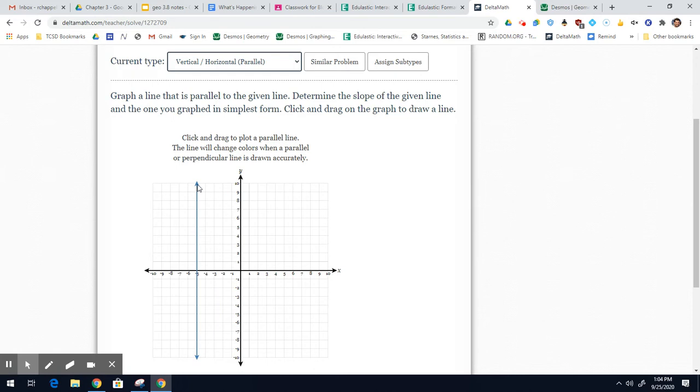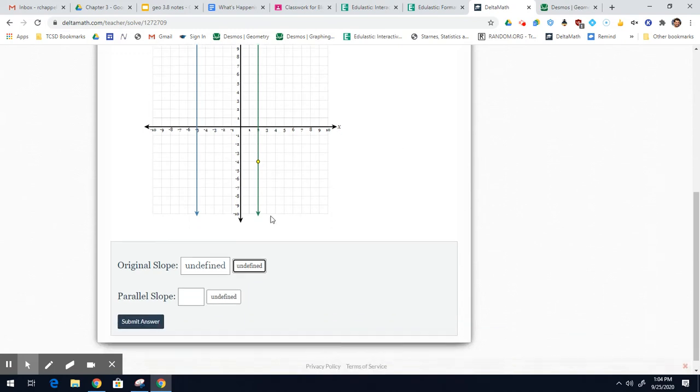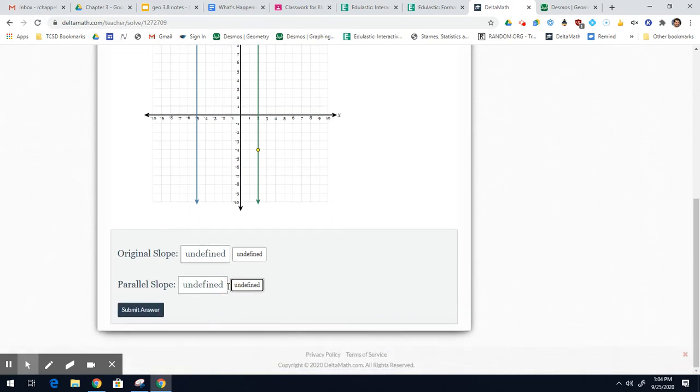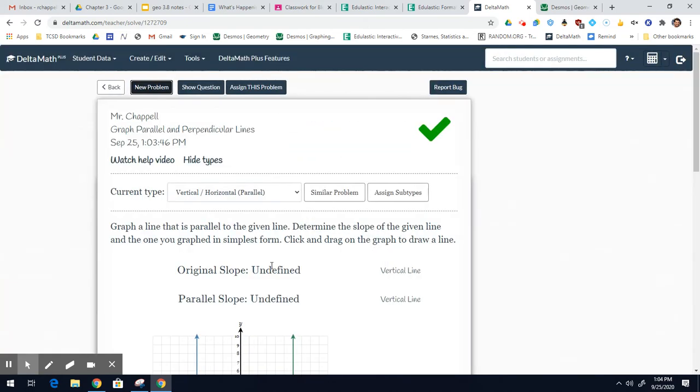This is a vertical line, and any other vertical line will be parallel to this one. So I'm just going to draw a vertical line right there. They're parallel. Good for me. Now we have to remember from our notes that vertical lines have undefined slope. So the original line has undefined slope, and because these are parallel, my new slope is also undefined. So don't let those vertical and horizontal lines screw you up.